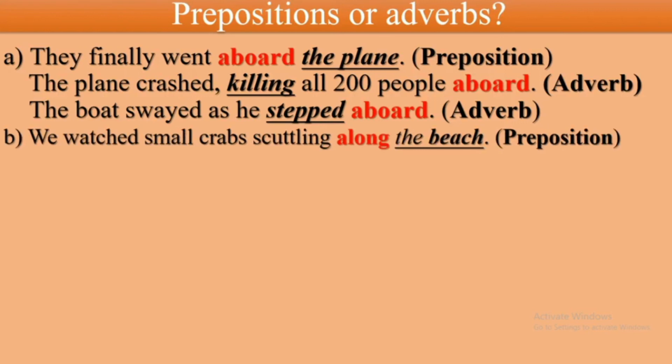The boat swayed as he stepped aboard. Here aboard is an adverb because it has no object and it is at the same time modifying the verb stepped. Example B, we watched small crabs scuttling along the ways. Here along is a preposition as it has an object, the base, which is a noun.